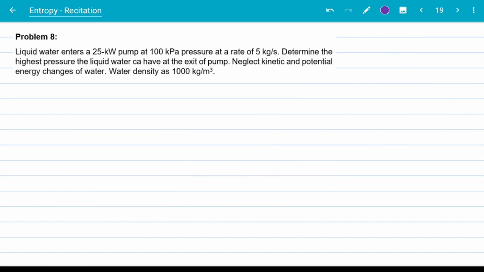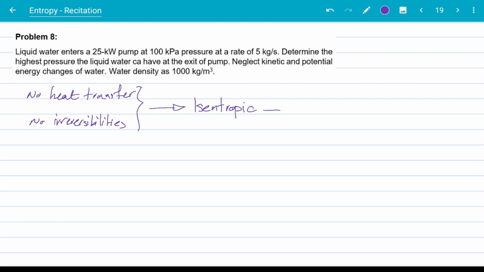Okay, problem 8. We have a pump that is consuming 25 kilowatts worth of power. If water enters at 100 kilopascals pressure and a mass flow rate of 5 kilograms per second, what is the highest pressure that it can exit the pump with? If we want to achieve highest pressure from a single pump, this pump needs to be ideal, meaning that there are no heat transfers with the surroundings, so no energy is lost through heat transfer, and also there are no irreversibilities or frictions in the pumping process. This means that we are dealing with a reversible adiabatic pump, which is isentropic.